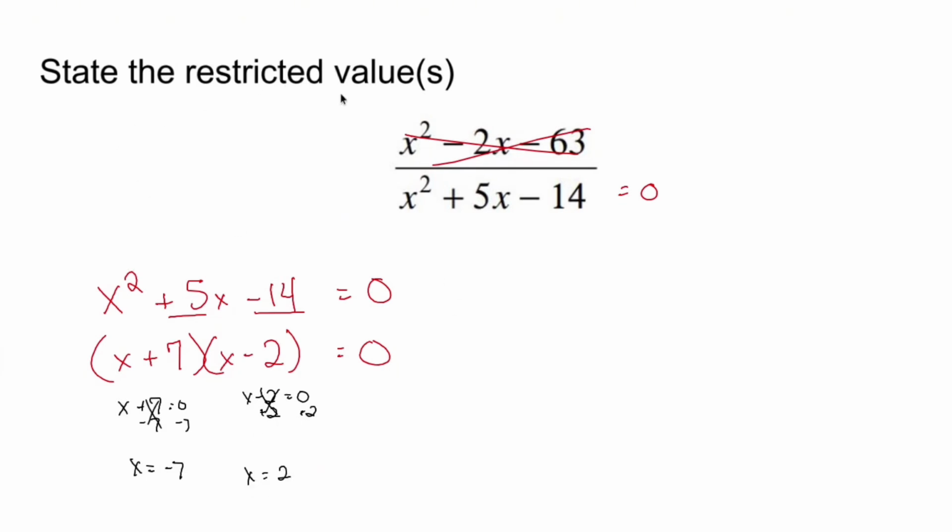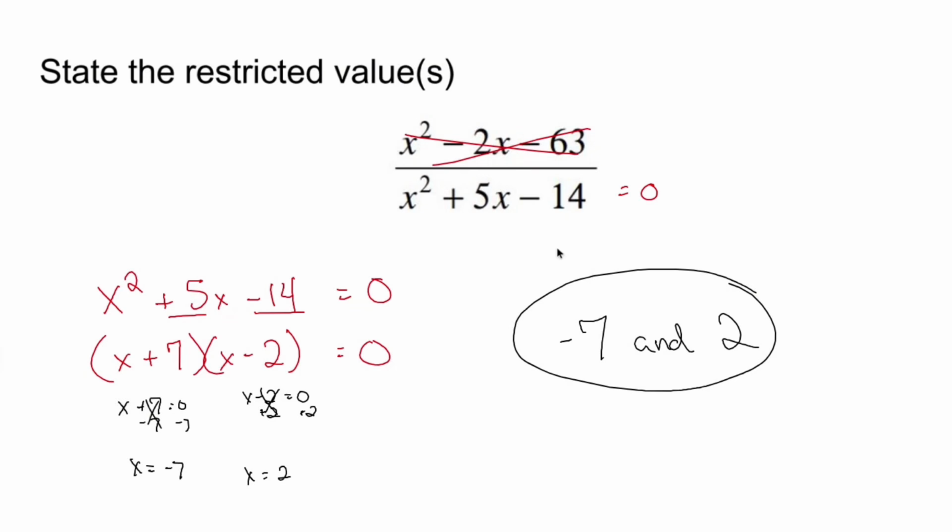So my restricted values are going to be negative 7 and 2. Those are the numbers that would make the denominator equal to 0. Again, we don't care about the numerator. The numerator is allowed to be 0. You're just never allowed to divide by 0 because that makes it undefined. So the two numbers that would make it undefined are negative 7 and positive 2.